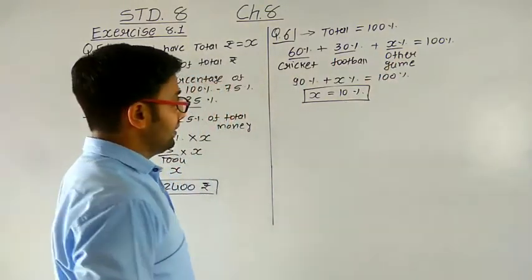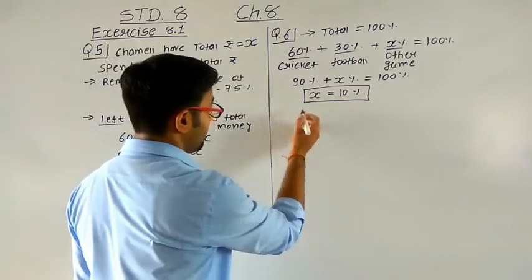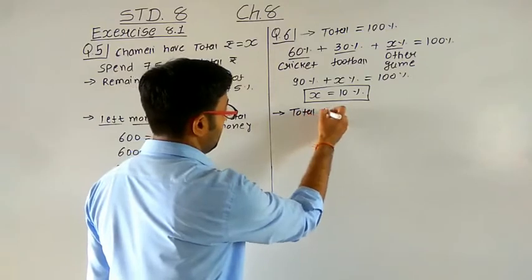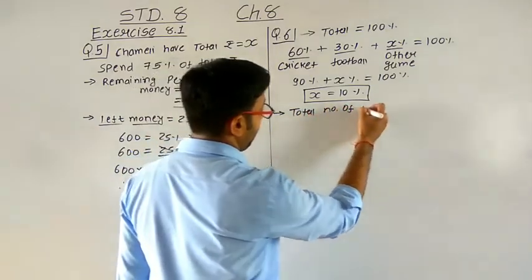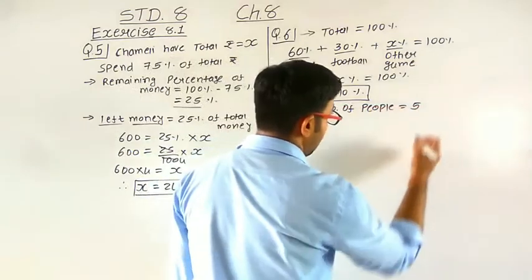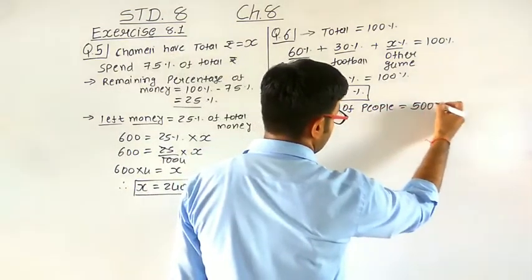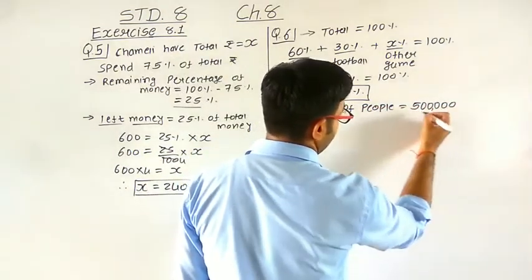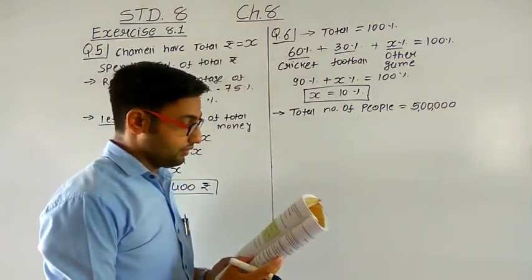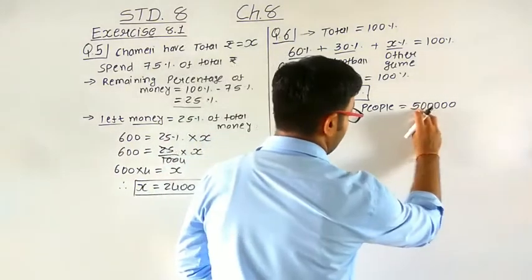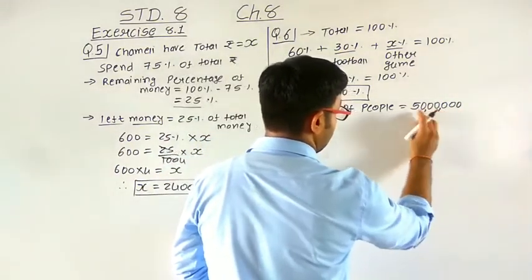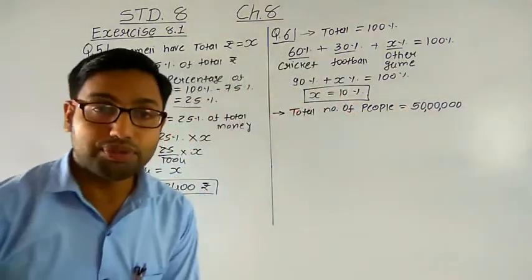Okay, now we have to find out the number of the people. So here it is given that the total number of people is 5 lakh. This is the total number of people we have been given. Sorry, 50 lakh, not 5 lakh. We have been given 50 lakh. So this is the total number of the people.